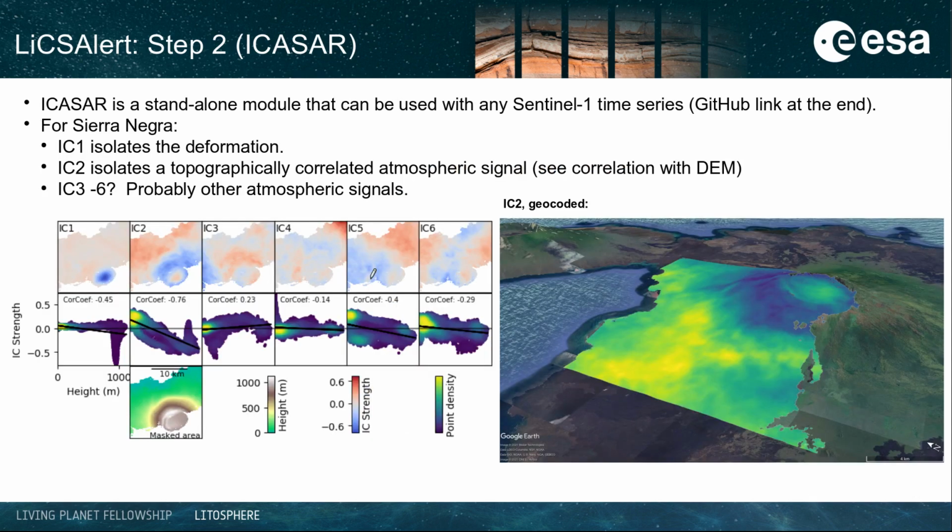But just delving into that in a bit more detail, ICASAR is probably the one thing that lots of other people could apply to their own work. So in a little more detail, you can see that IC1 is a deformation pattern isolated, and for IC2, when the algorithm compares it to the DEM, we can see a really strong correlation, and that's indicative that this is isolating a topographically correlated atmospheric phase signal. ICs 3, 4, 5 and 6 probably capture features of the turbulent atmosphere.